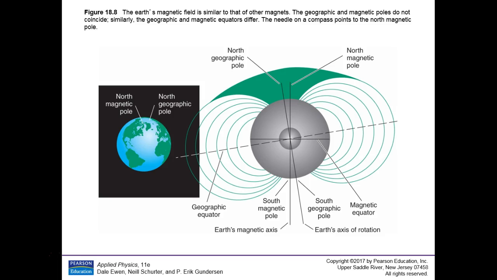Now, why do magnets point to the north, though? Because the Earth acts like a big bar magnet. Okay? And that's what is being illustrated here. Now, I'm going to give you a little bit of the physics of it that you don't need to know, but it really helps.